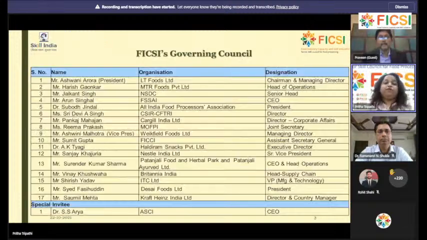We are governed by a governing council that comprises members right from the CEO of FSSAI to representatives from CFTRI, MOFPI, and FICCI. Currently, Mr. Ashwani Arora, who is the chairman and managing director at LT Foods, is serving as the president of our governing council, and Mr. Ashwani Malhotra, who is the managing director of Wickfield Foods, is the current vice president of our governing council.